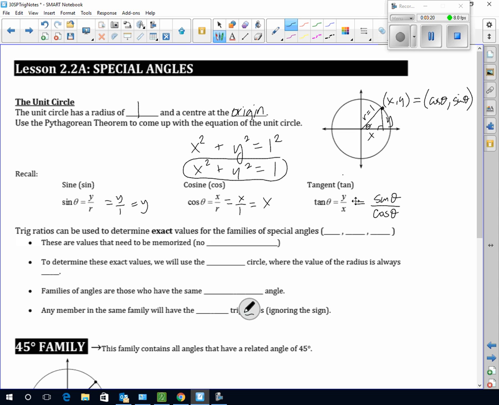So we're going to know the exact values on the unit circle. They're specific angles, and they are the 30, the 45, and the 60. These values have to be memorized. Okay? No calculator. To determine these exact values, we will use the unit circle, where the value of the radius is always 1.